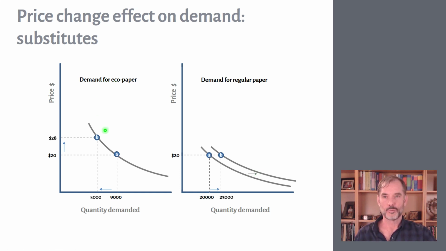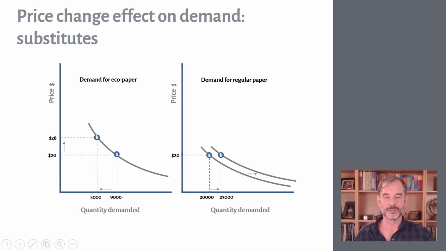So a price change for this good causes a movement along the demand curve for that good, but in this case, a substitute good causes a shift in the demand curve. Now, if you're looking closely, you might see that 4,000 fewer boxes were purchased here, but only 3,000 more were purchased over here. And you can imagine, once again, income effects and other things.